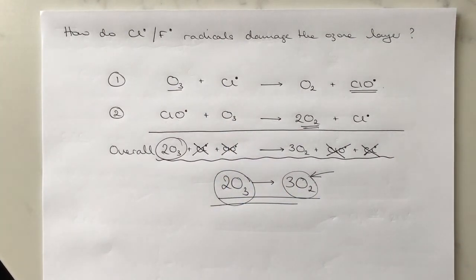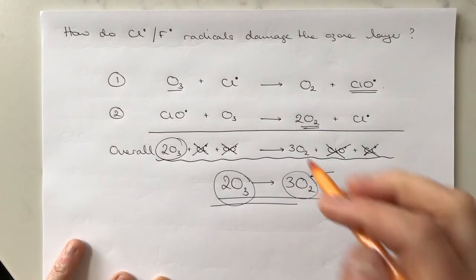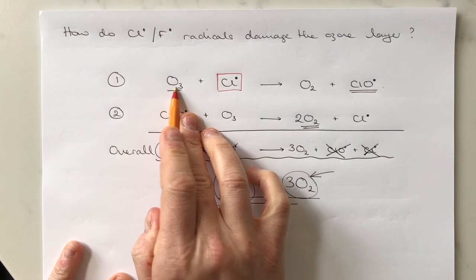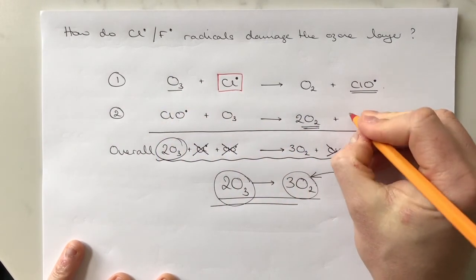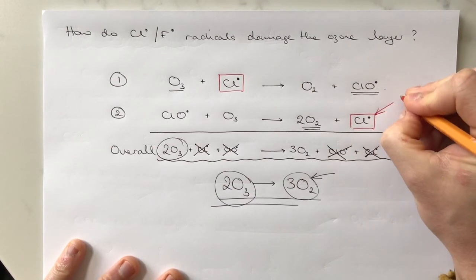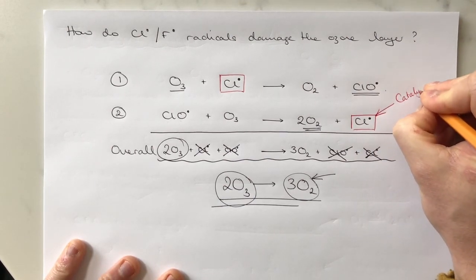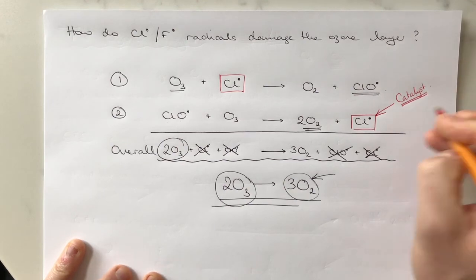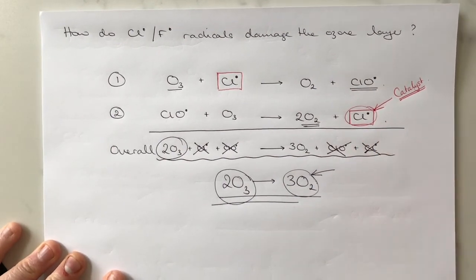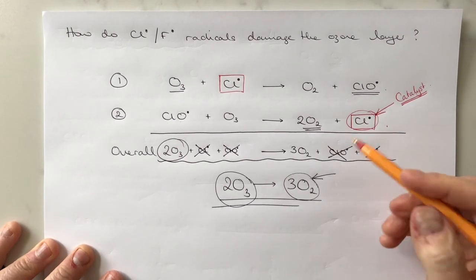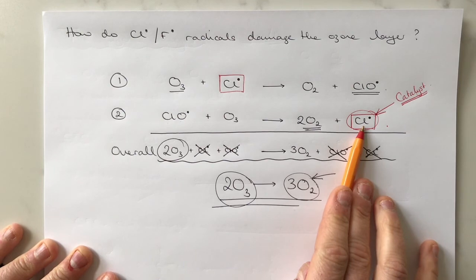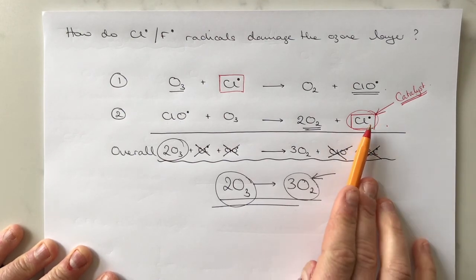And the worst thing about this reaction is, after our chlorine radical has broken down O3 molecules into O2 molecules, the chlorine radical is regenerated at the end. You could say that the chlorine radical is acting as a catalyst, which unfortunately means this is now free to go and catalyze the same reaction over and over and over again. So a very small amount of chlorine radicals in our atmosphere can cause a significant amount of damage.